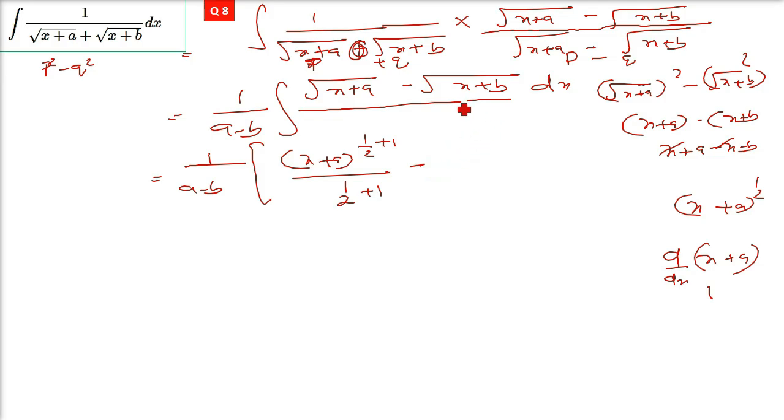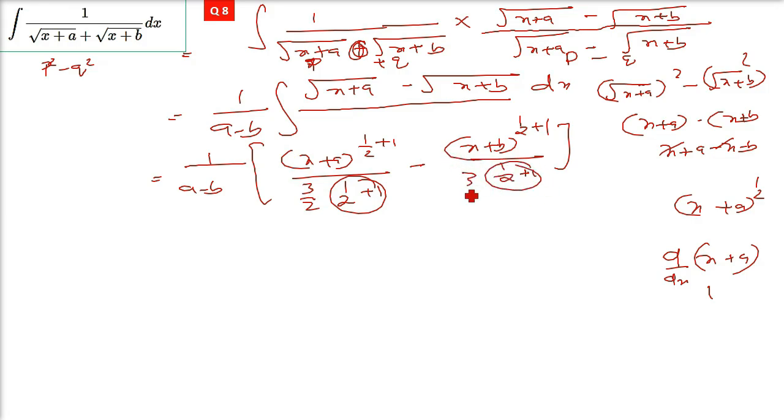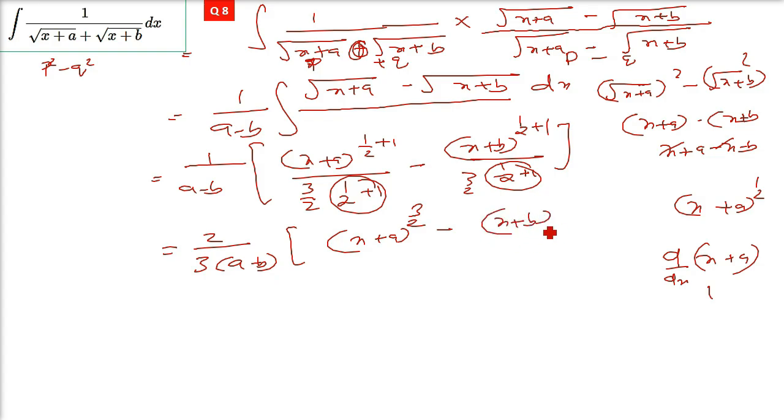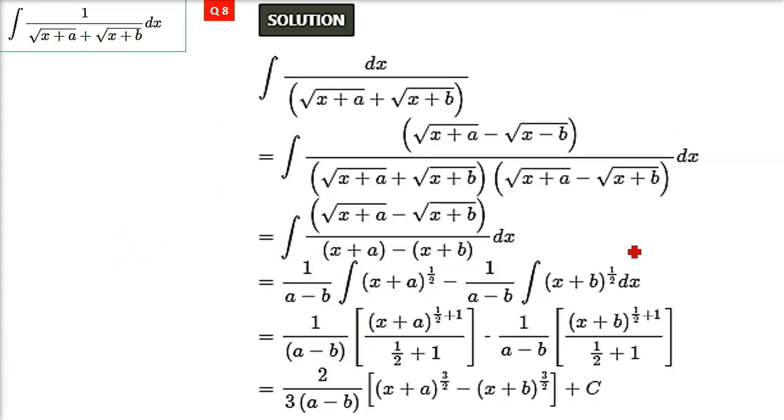But do remember that this has to be done. This is x plus b to the power half. So half plus 1 by half plus 1, that is the integration. And half plus 1 is 3 by 2. So this is the denominator 3 by 2. It goes up, so it will be 2 by 3. So this is 2 by 3, a minus b is in the denominator, x plus a to the power 3 by 2 minus x plus b to the power 3 by 2 and constant of integration. So this is all. This is how you have to complete it step by step.